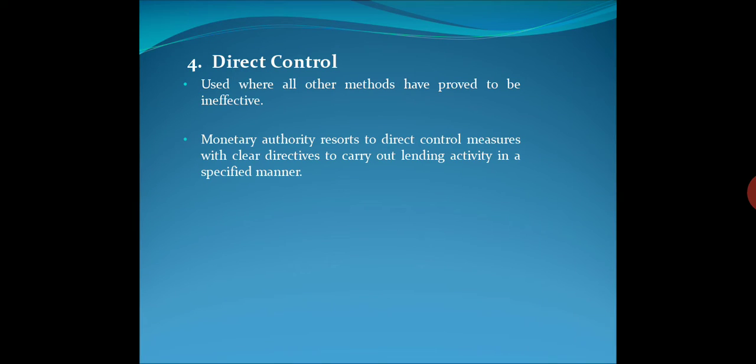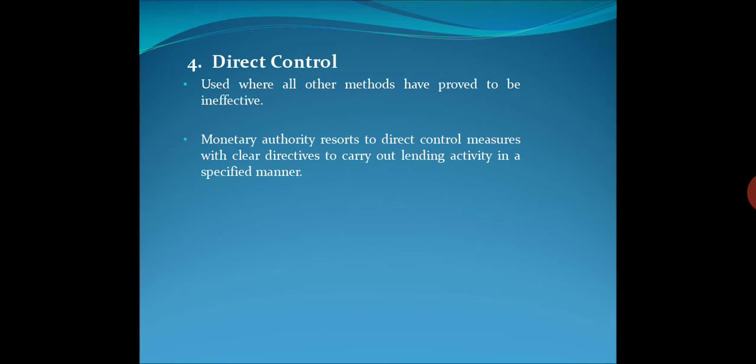The last and most harsh measure that is adopted in monetary policy is direct control. It is used where all the other methods have proved to be ineffective, and RBI does not have anything else in its hand. What it does now is resort to direct control measures with clear directives to carry out the lending activity in a specified manner. It gives clear instructions to the commercial banks that whatever they need to do, they need to do in accordance with the directives and instructions of the RBI. They cannot evade those instructions.